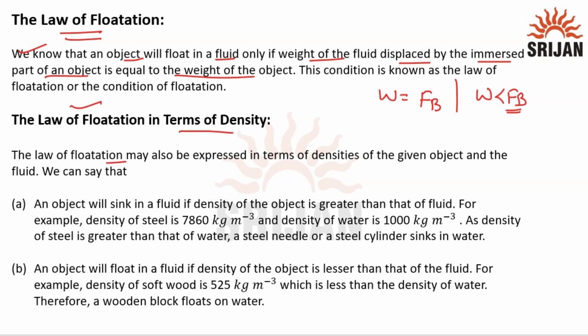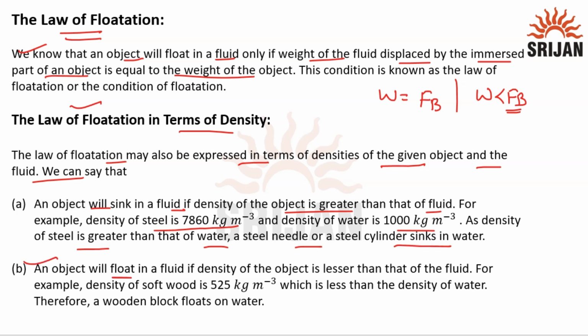The law of flotation may be expressed in terms of the density of the given object, and we can say an object will sink in a fluid if the density of the object is greater than that of the fluid. That means the density of steel is 7860 kg per meter cube and the density of water is 1000 kg per meter cube. So the density of steel is greater than water, so a steel needle or steel cylinder sinks.